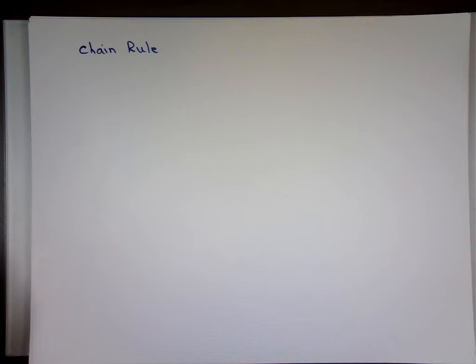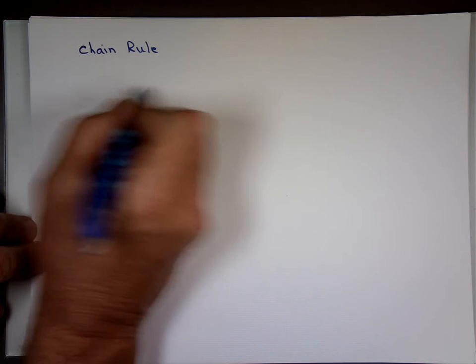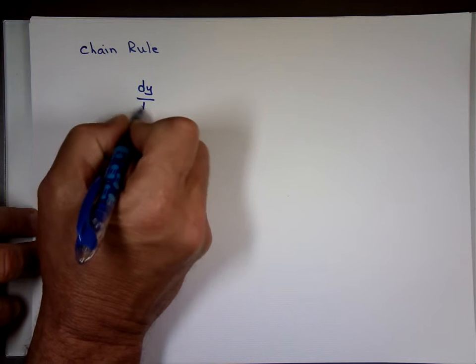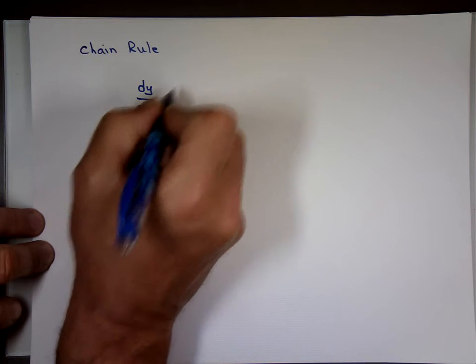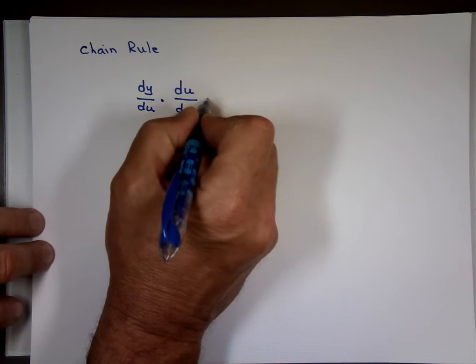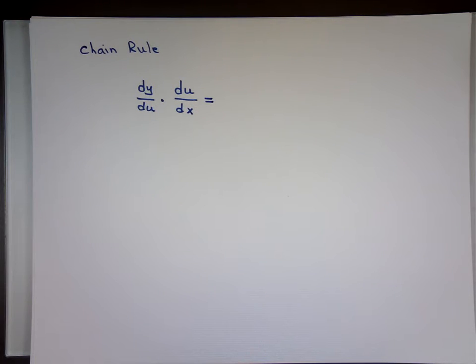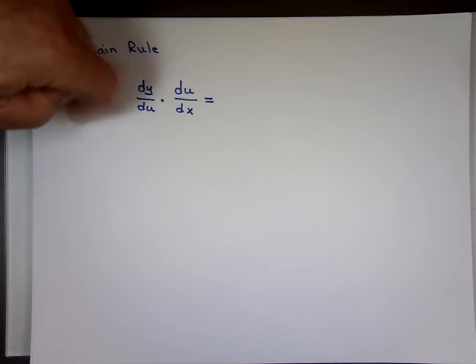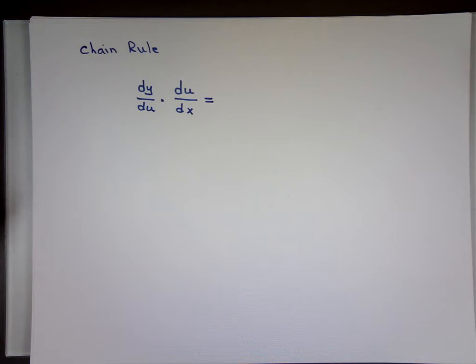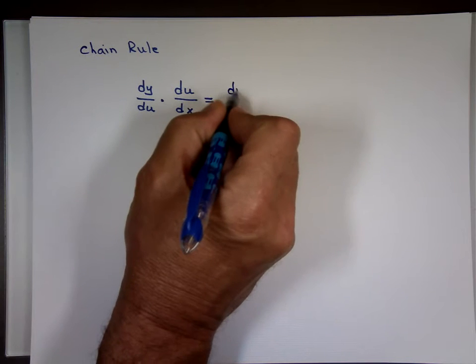Yes. The chain rule. Let's just think of the math. If I gave you this, dy/du, and I said, can you multiply that by du/dx? Just think of algebra and math. What can you do here? You can cancel the du's, right? Because on the top and the bottom, and you'll end up with what? dy/dx.